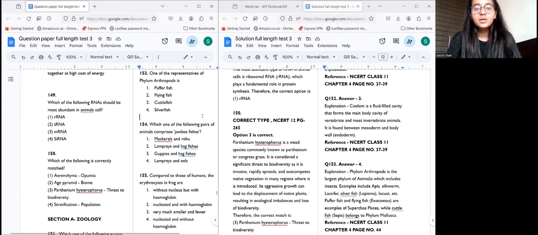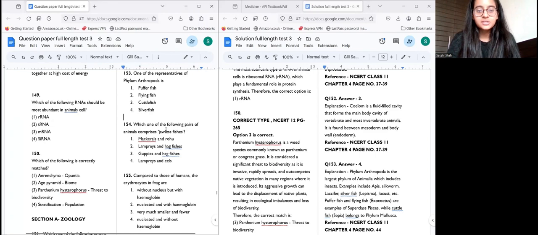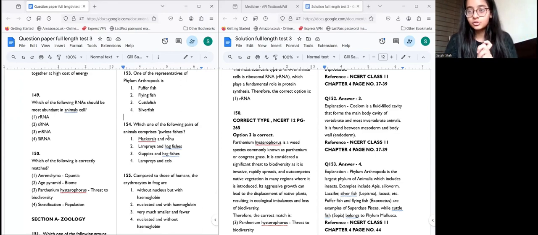Moving to the next question. Which one of the following pairs of animals comprises jawless fishes? Okay. So now what are jawless fishes? Jawless fishes are the ones which do not have a jaw, correct? Agnatha, A meaning without, Gnatha meaning jaws. So it's Agnatha, which is without jaws, or jawless fishes belonging to Cyclostomata.